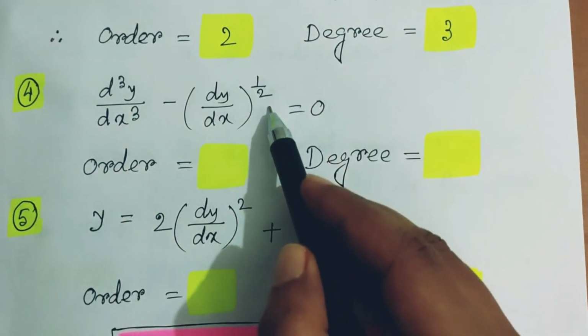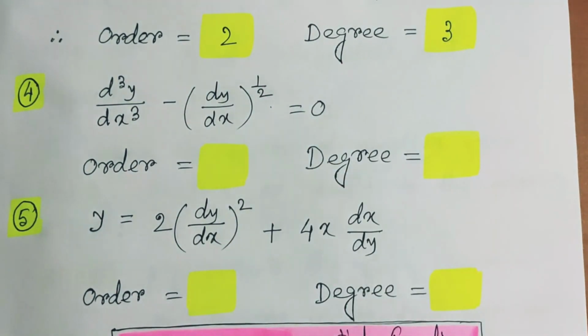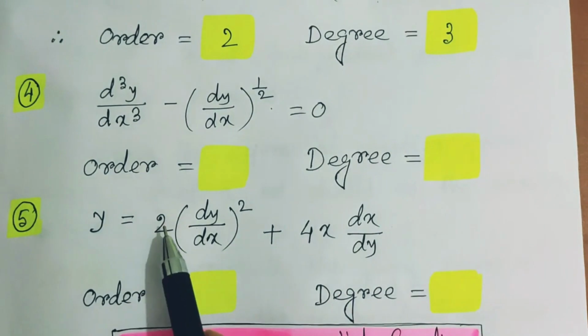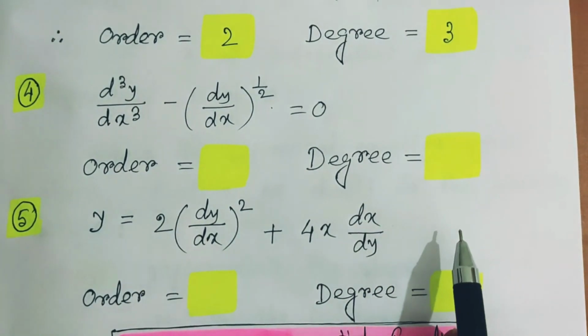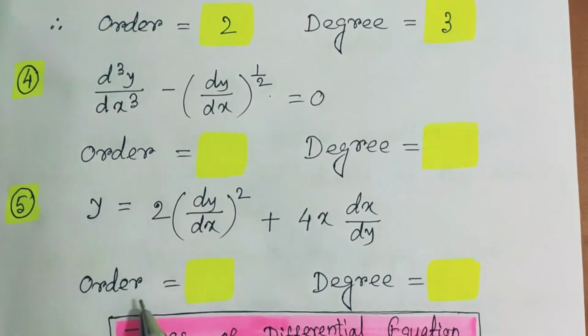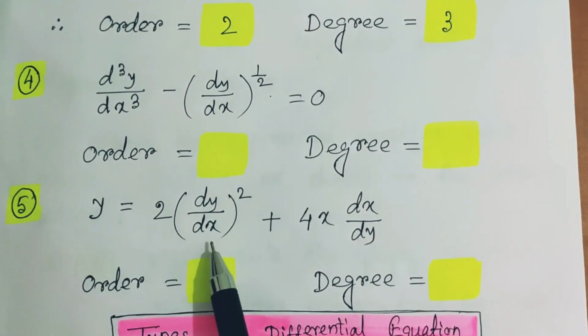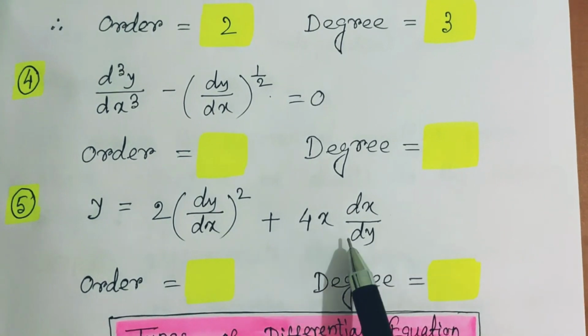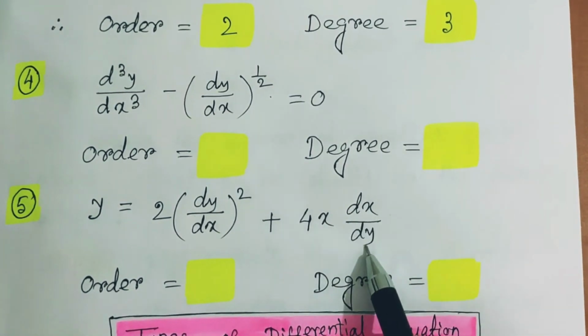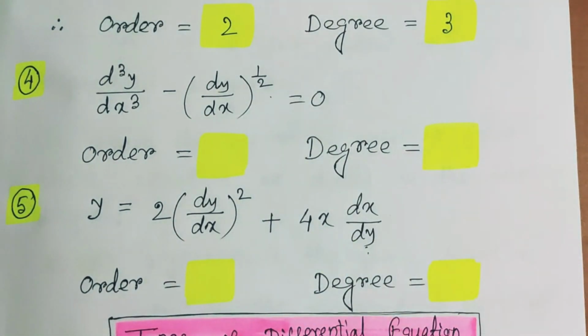Now one more example, that is d cube y by dx cube minus dy by dx whole to the power 1 by 2. Emphasize on this power: it is not a general integer power, it is a fractional power, so you have to simplify. Its degree and order you are supposed to calculate. Not only that, one more question is here for you: y is equal to 2 dy by dx whole square plus 4x into dx by dy. Here also you should emphasize on dx by dy. So these two equations are for your reference. You should do these two solutions by yourself.